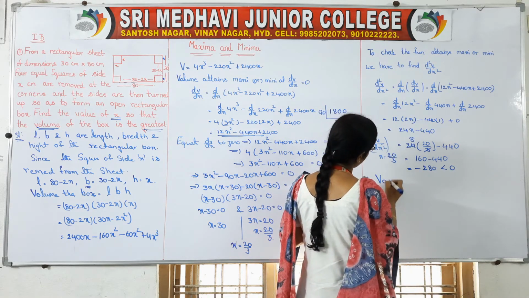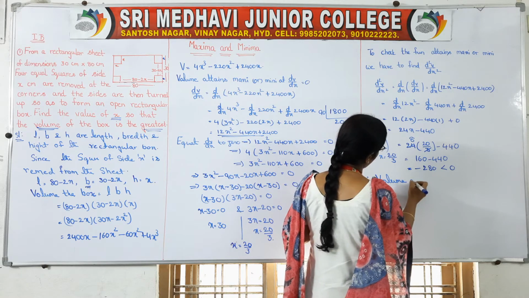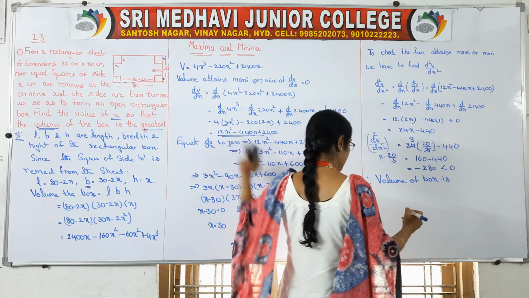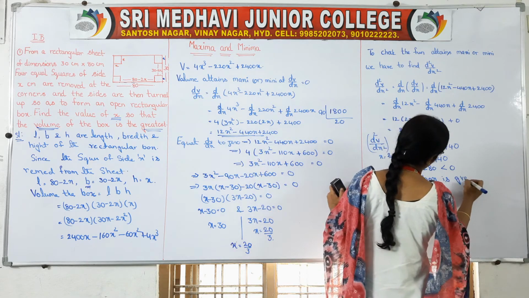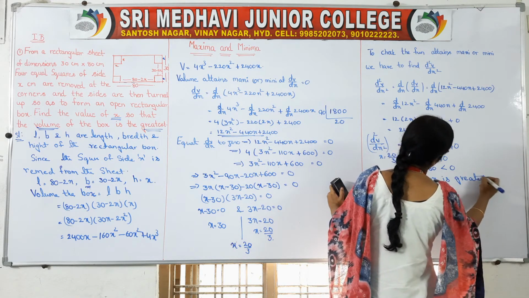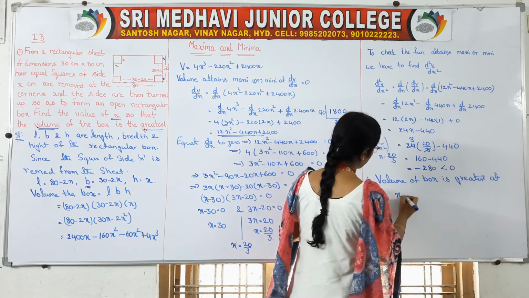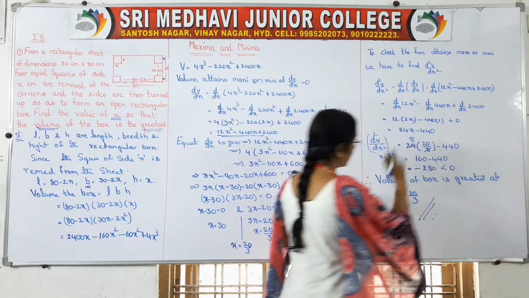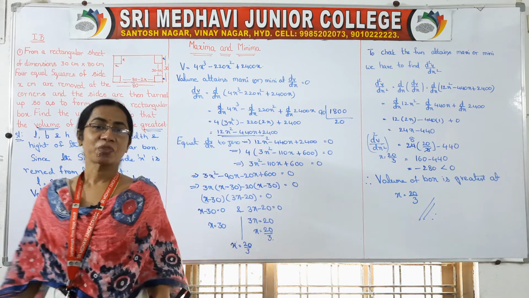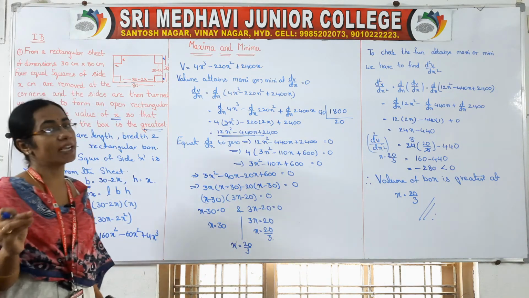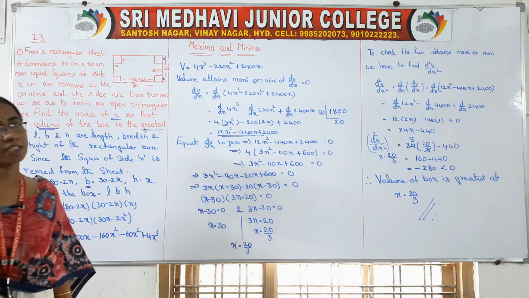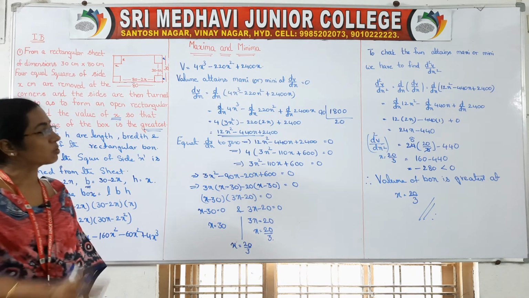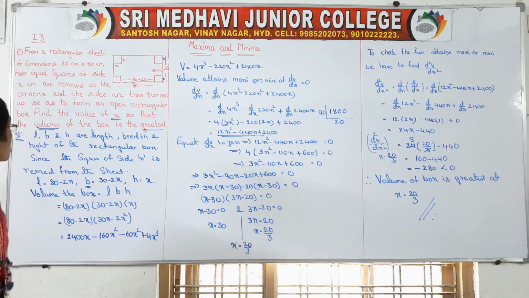Therefore, the volume of the box is greatest at x = 20/3. That is the answer. Greatest means maximum, right? Sometimes they say greatest, sometimes they say maximum. So this is a 7 marks question.